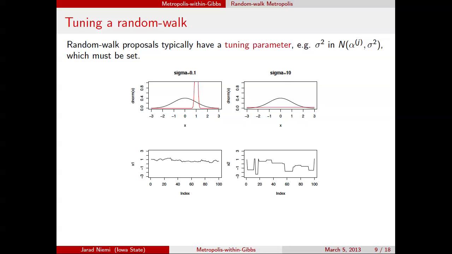So here's a little demonstration for 2 examples. In this example, the target distribution is the black line. It's just a standard normal. And now I'm considering 2 different proposal distributions, both centered at the previous value, and we're pretending here that the previous value is 1. The standard deviation on the first proposal is 0.1. On the second proposal, it's 10. So here are 2 sort of extreme examples, just to give you a sense for what happens.